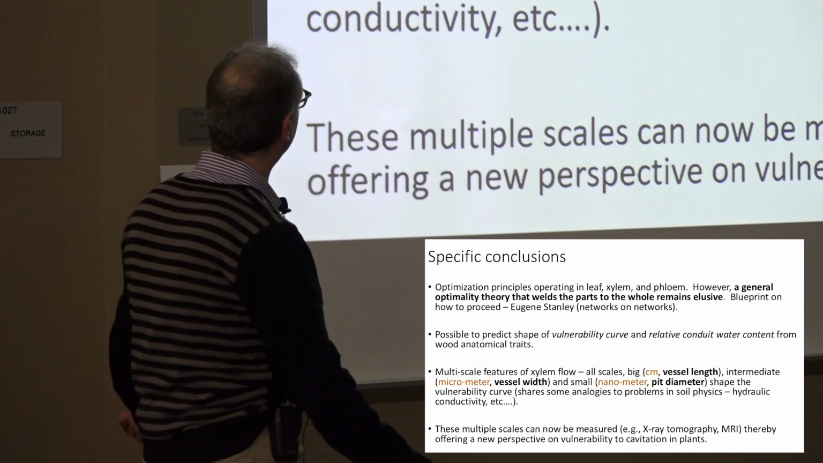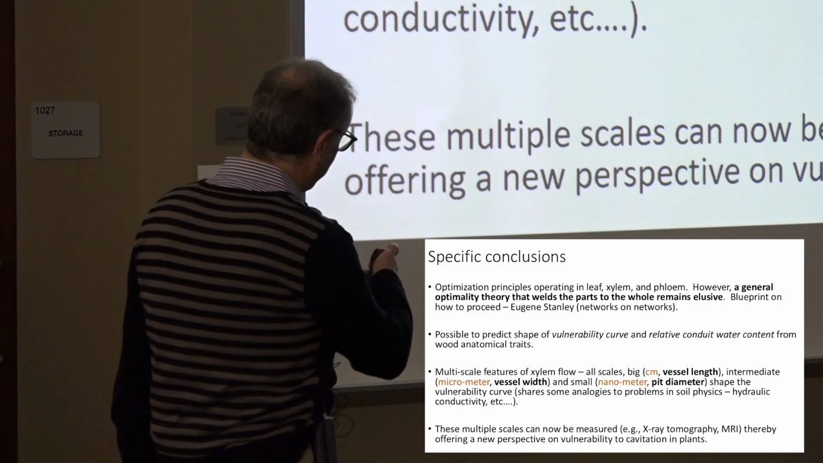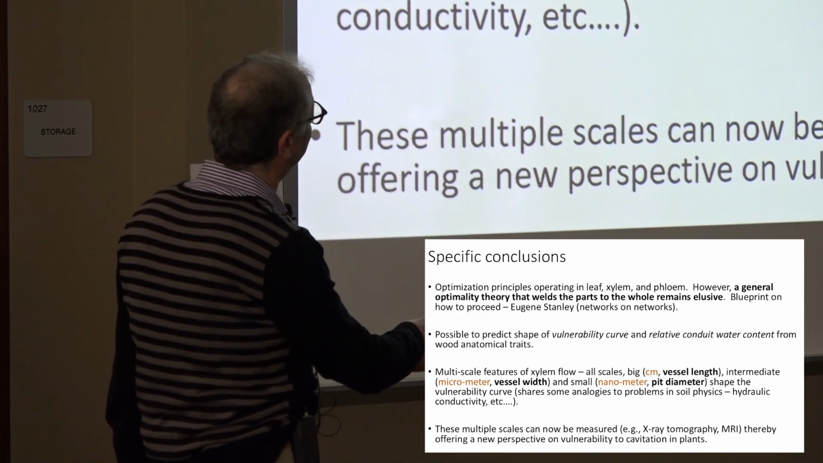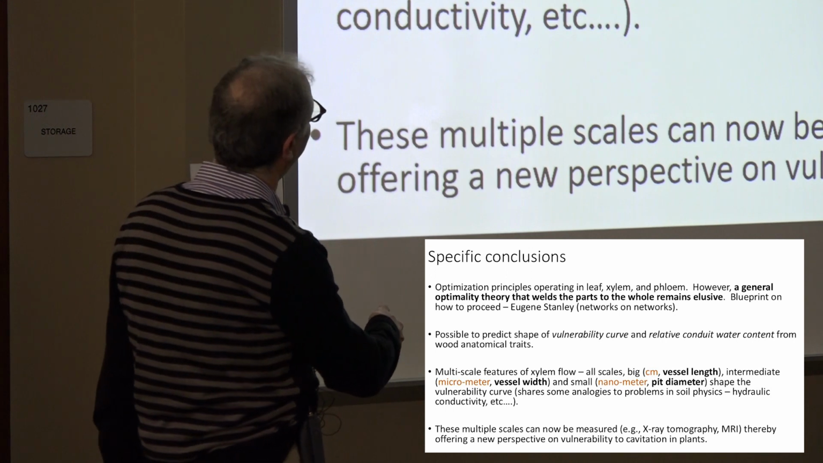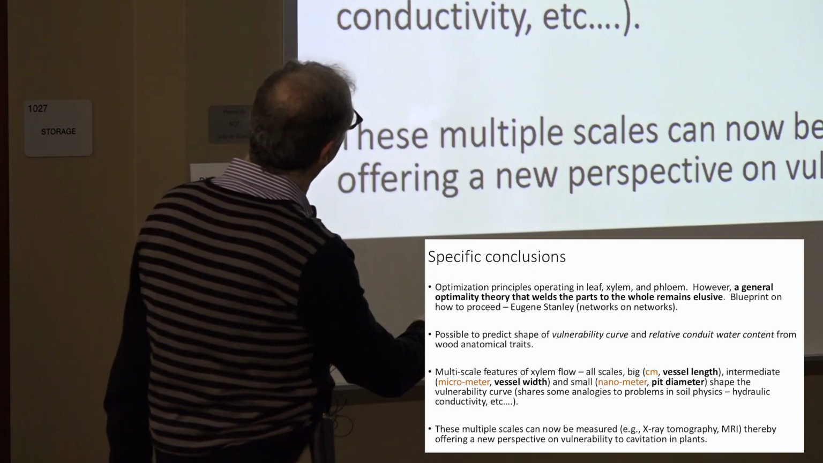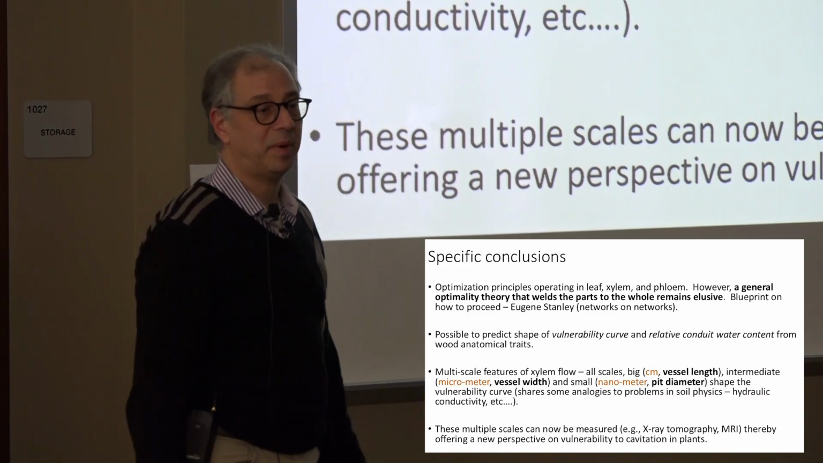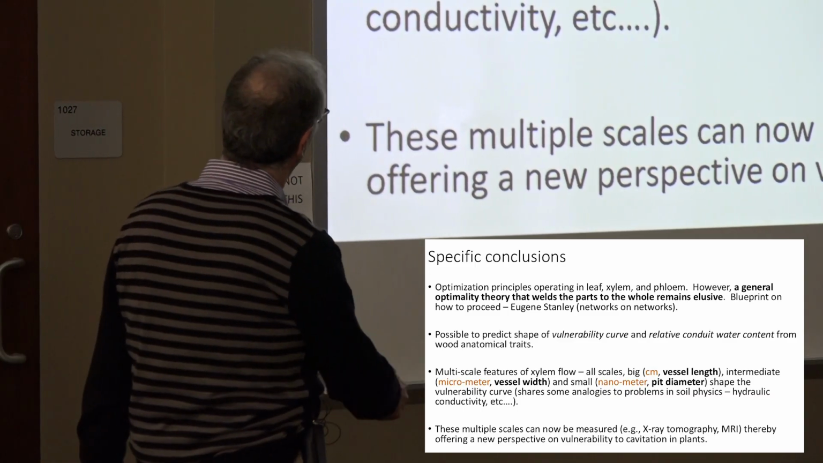So now some specific conclusions. Well, we have shown that there is an optimization principle operating in every compartment: the leaf, the xylem, and the phloem. However, we have yet to find a general optimality theory that welds all these pieces together. Maybe it doesn't exist, but that would be a goal to think about.